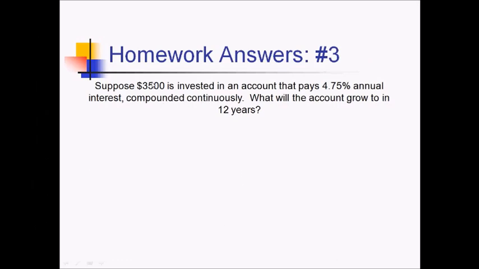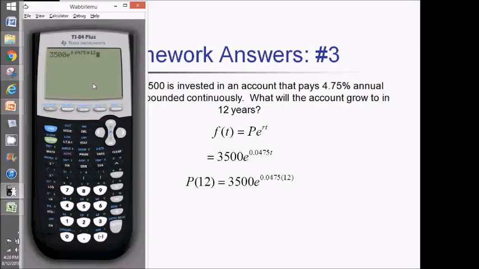For number 3, 3,500's invested at 4.75% compounded continuously for 12 years. How much does that give us? So we'll need the PERT formula because it's continuous compounding. We'll have 3,500 times E. The R is going to be, move the decimal back 2 on this, 0.0475. Time is 12, so we'll plug 12 in for T there, and let's see what that comes out to. So there's what I'm entering in the calculator, and if we do that, we get $6,188.93.